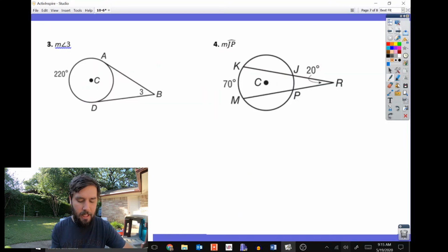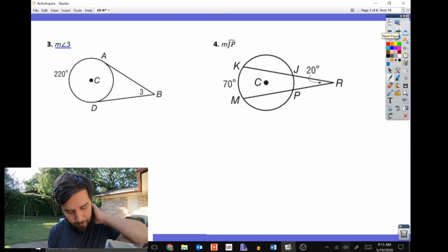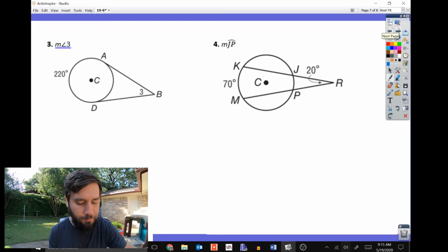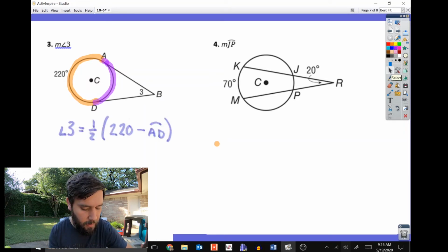All right, let's look at the next couple here. Example 3 here, a little bit different. This is the tangent. Given a tangent, but the concept's still the same. It's always the outside arc. That angle 3 is the outside arc, in this case the major arc, minus the inside arc. And so you know the outside arc here is 220 degrees. But the question is, how big is that inside arc?